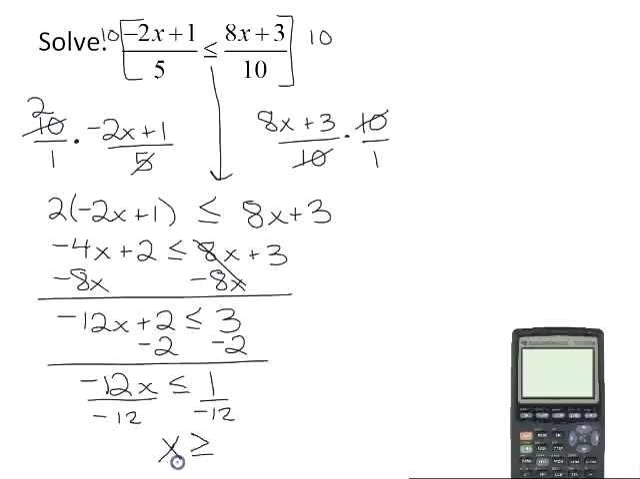Instead of being less than or equal to, I change it, and now it's greater than or equal to negative 1/12. So the interval notation for that would start at negative 1/12, and it would go up to infinity. And this time I would include my endpoint because it does have the equal mark in the equation.